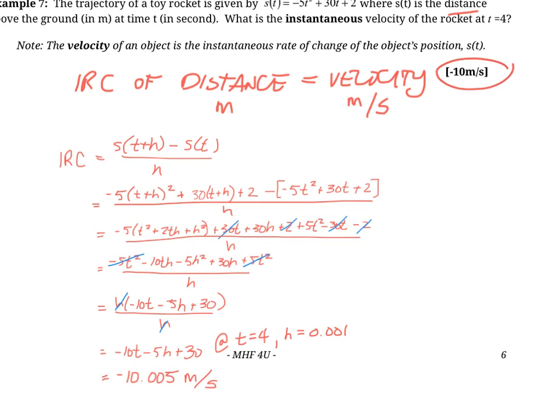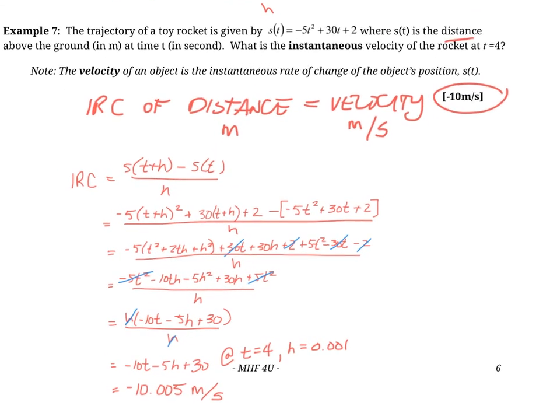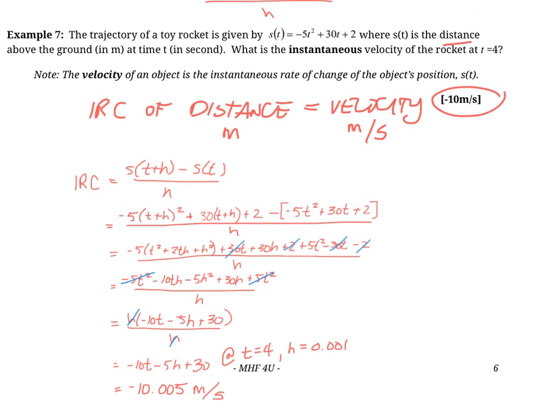Now, what do you think the negative means there? Think about it. What does the negative mean? Well, to do that, let's think about what positive and negative mean in terms of the question, right? So the trajectory of the rocket, the path of the rocket, is modeled by that equation. So s of t is the distance above the ground. So if the distance above the ground is changing in a negative way, one way to think about it is that it is moving towards the ground, right? It is getting less high by 10 meters every second. So it's basically falling at a rate of 10 meters per second at a time of 4.